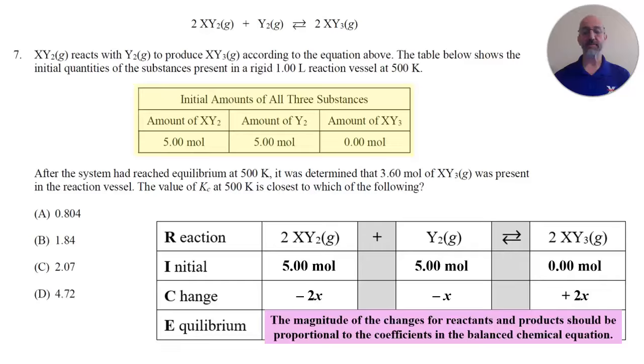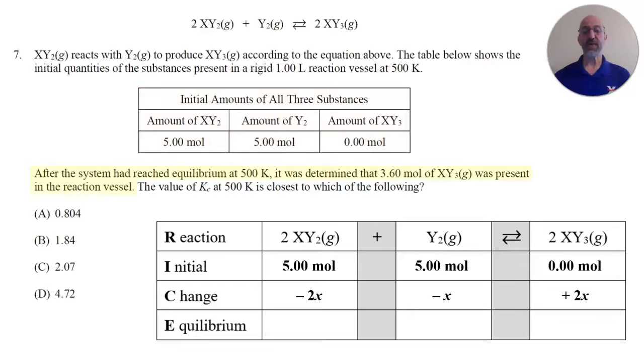increase in the quantity. Now, in this question, we are told that after the system had reached equilibrium at 500 Kelvin, it was determined that 3.60 moles of substance XY3 was present in the reaction vessel. So that is why I have written 3.60 moles for the quantity of XY3 present at equilibrium. Now, if 2x is equal to 3.6, then x would represent half of that quantity. So half of 3.6 would be 1.8.